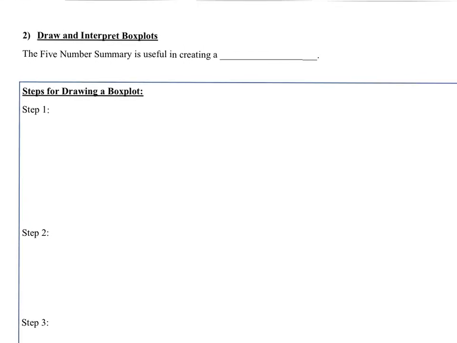Now let's take a look at the second objective. Draw and interpret box plots. So the 5-number summary is useful in creating a graph called the box plot. Or you could just write box plot.